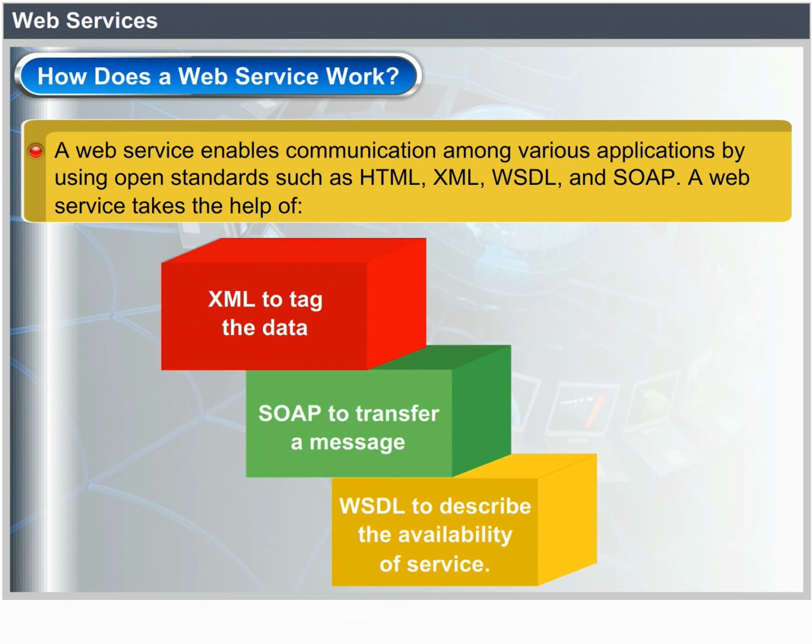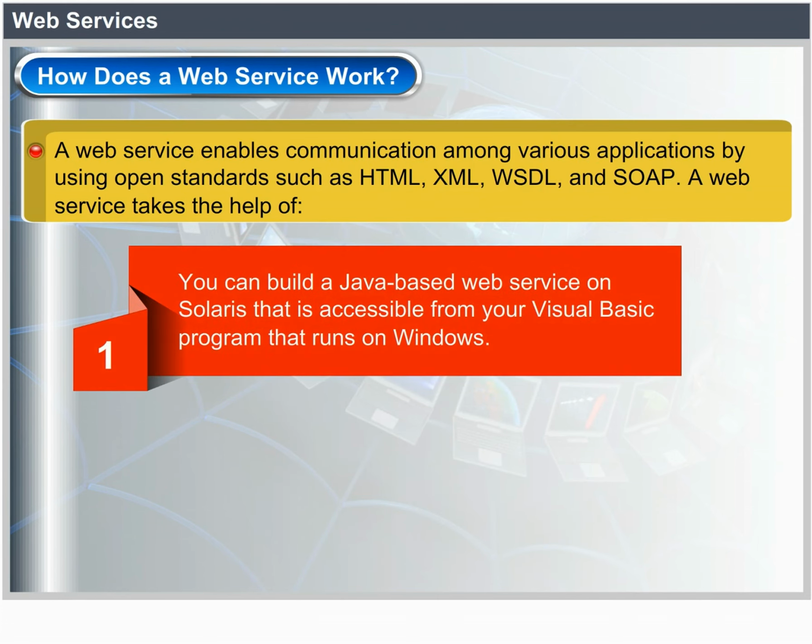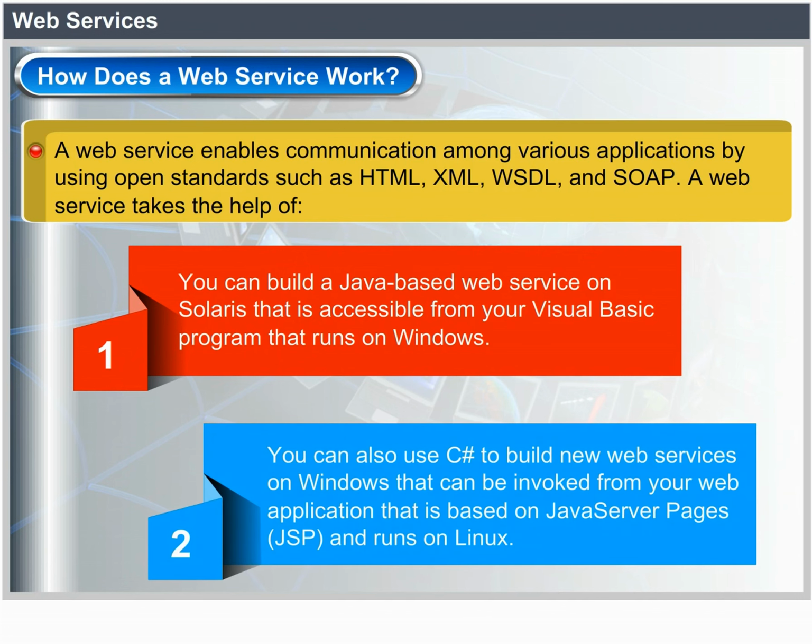You can build a Java-based web service on Solaris that is accessible from your Visual Basic program that runs on Windows. You can also use C# to build new web services on Windows that can be invoked from your web application that is based on Java Server Pages, JSP, and runs on Linux.